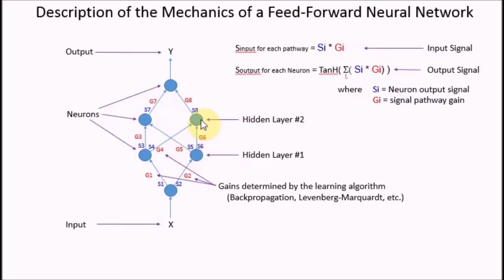So this is the input layer, this is the output layer, and these are called hidden layers. There are other names for them as well, but this would be the first hidden layer, second hidden layer, and there are 2 neurons in each of these hidden layers. These gains are determined by a learning algorithm. There's backpropagation, which is very old, and Levenberg-Marquardt optimization, which is what I use for all the applications that either I'm working on or the ones I've worked on in the past, but there are many other types as well.